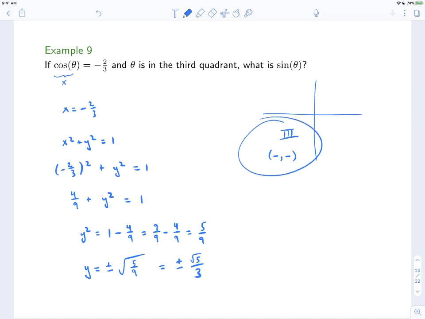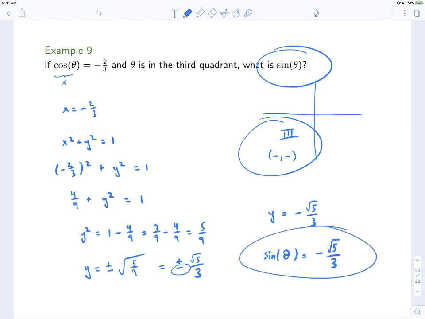We're in the third quadrant. That means y is negative, so we choose the negative square root. So y is negative square root of 5 over 3. What we're looking for is sine of theta, but that's y. So sine of theta is negative square root of 5 over 3. And that's your answer.